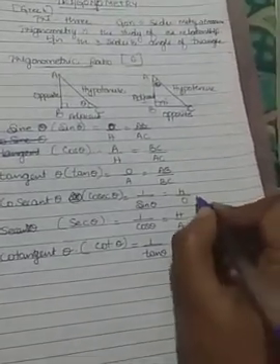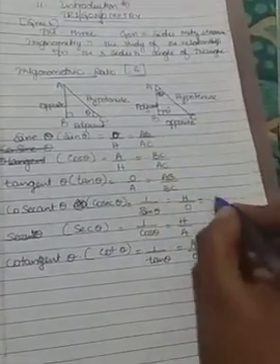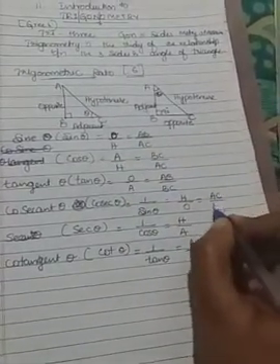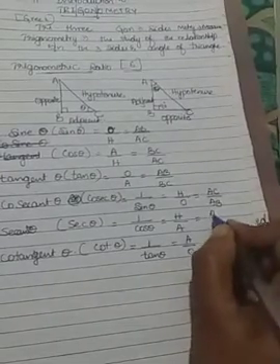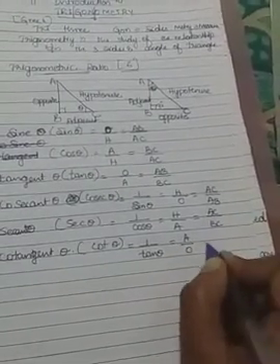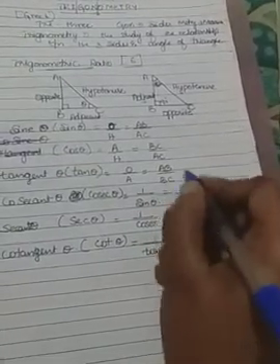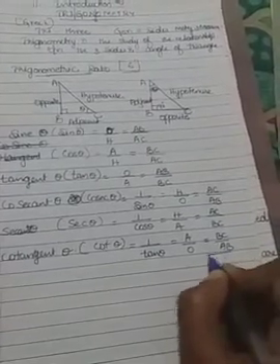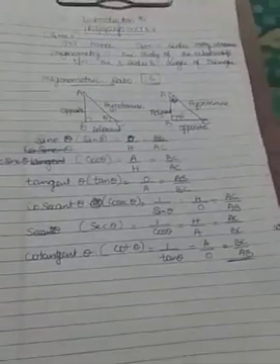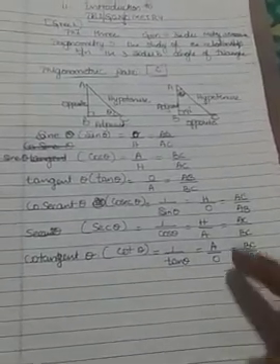Let us write the ratios for this. Hypotenuse divided by opposite, its reciprocal, we can interchange: AC divided by AB. And hypotenuse divided by adjacent, we can interchange: AC divided by BC. And in the same way, adjacent divided by opposite, we can interchange: BC divided by AB. Like that we can take the ratios of the trigonometric ratios. Hope you understand this.